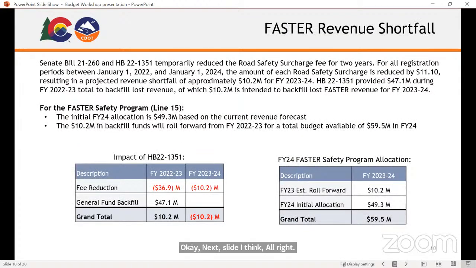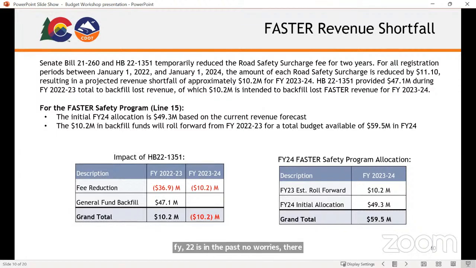All right. So for the next three slides, I just have a few highlights that I wanted to point out, the more major interesting things that are happening in the budget. I made reference to this when we were looking at the revenue forecast, but there are a few moving pieces with the FASTER fee situation. Senate Bill 260 and House Bill 1351 temporarily reduced the road safety surcharge fee, the fee that goes into the FASTER program, for two calendar years, January of 22 through January of 24. That basically impacts three fiscal years: half of 22, all of fiscal year 23, and half of fiscal year 24. So FY22 is in the past, no worries there.